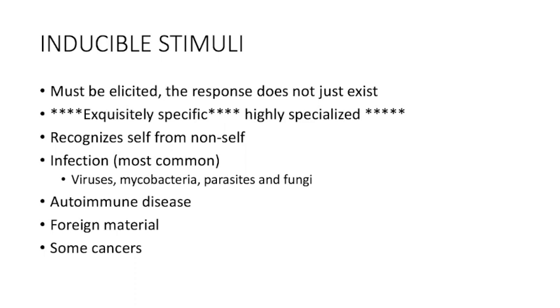There are multiple ways that we induce stimuli. Infection is the most common: viruses, mycobacteria, parasites, and fungi. Other ways that we will elicit it are the autoimmune response, where the body turns on itself, potentially foreign material, and then some cancers as well. The collaborative, beneficial nature of inflammation and adaptive immunity can on occasion fail, and we're going to talk about aberrations in both the inflammatory and immune responses, such as allergies and autoimmune disease. Those are the big ones.